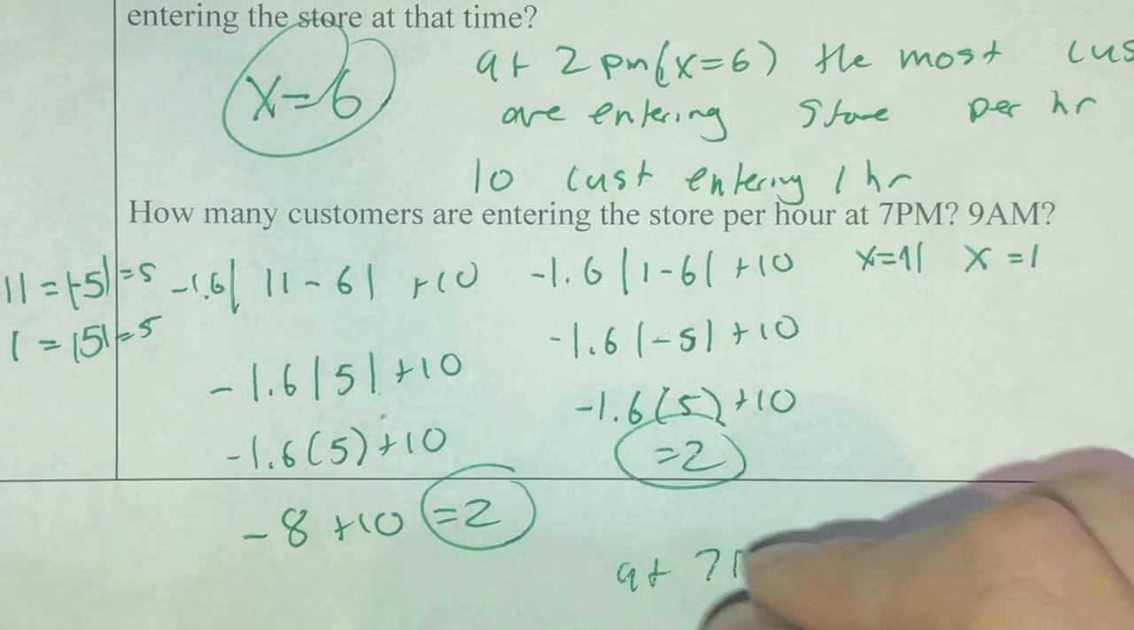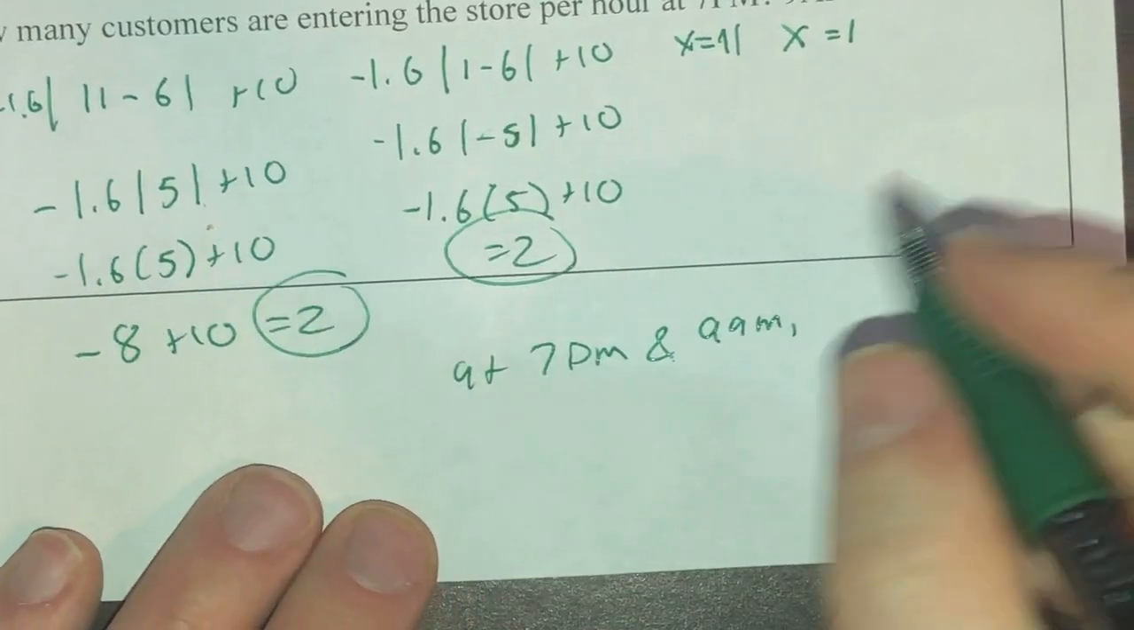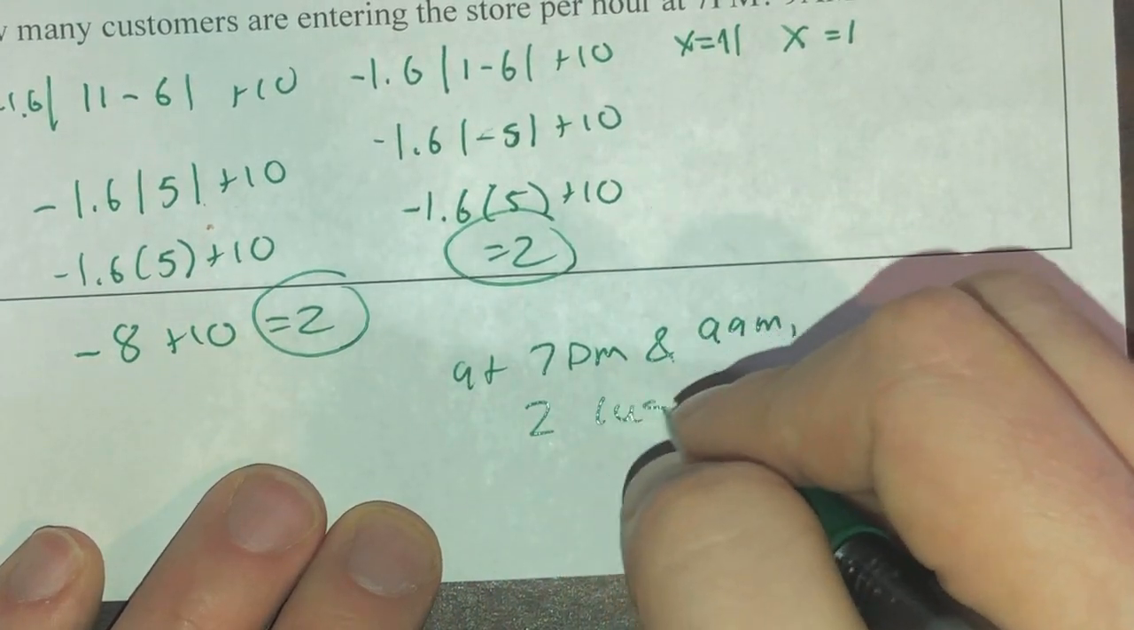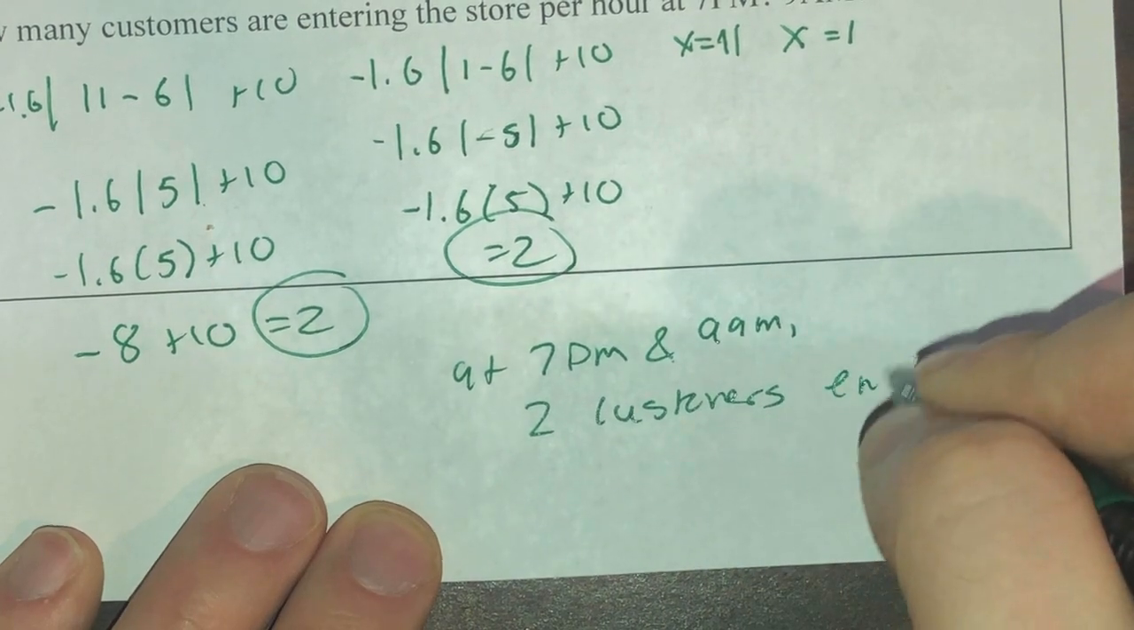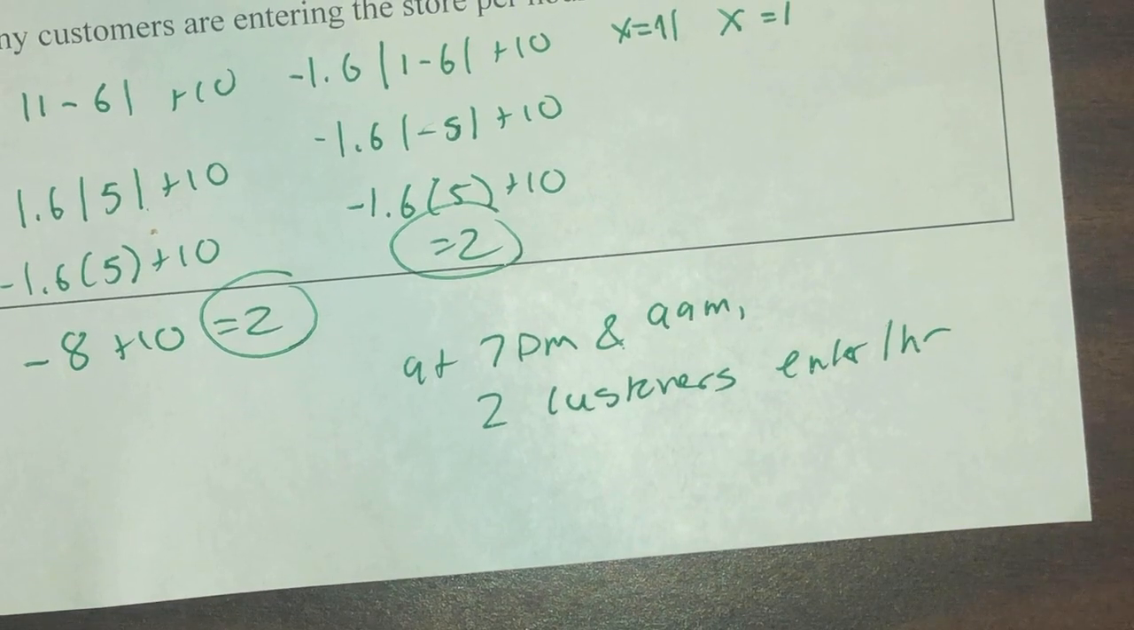So at 7 p.m. and 9 a.m., 2 customers enter per hour. Extremely dead business. Not a lot going on. I'd be concerned here. Unless they're spending like, this is a Tesla store and everyone's walking out buying a $100,000 Tesla. Then I'd feel a little bit better. If you have two people walking out each with a $100,000 Tesla purchase, that's great. Then you're making 200K. But short of that, yikes.